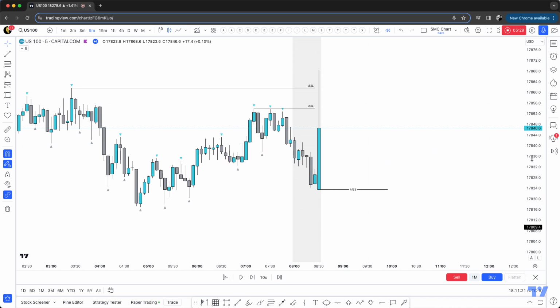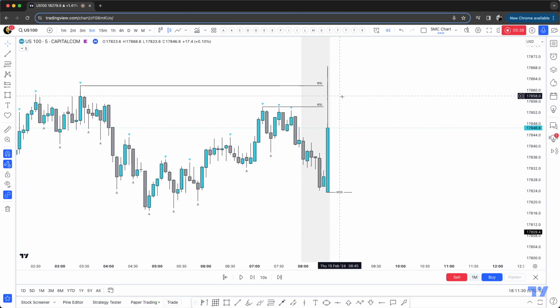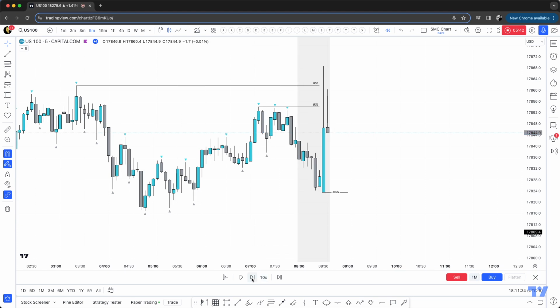Okay, or change the state of delivery. There's no wick anyways, but that's going to be my market structure shift. So before I start looking for the sells, I want to see the price displacing to the downside, right? Let's see what we get after that sweep.